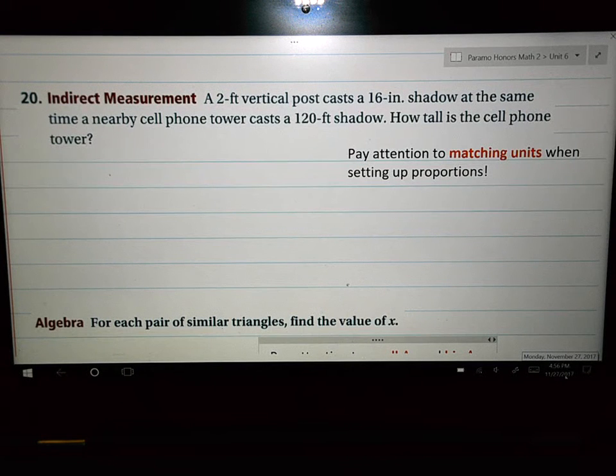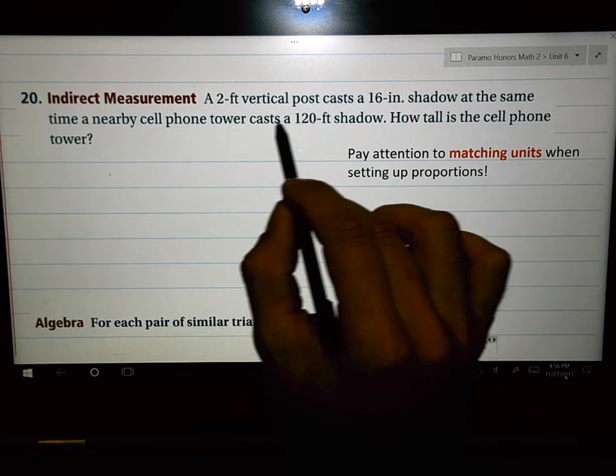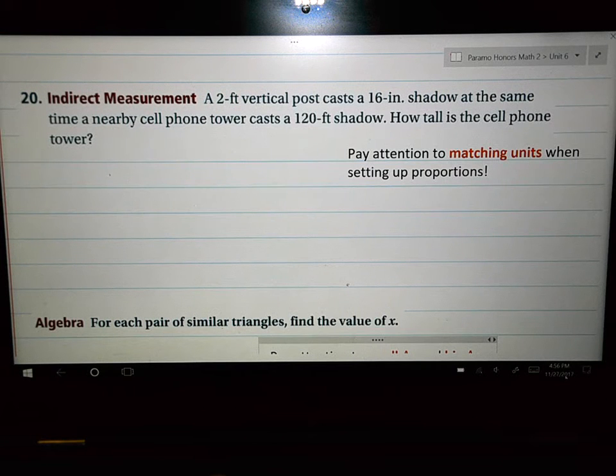Number 20. A 2-foot vertical post casts a 16-inch shadow at the same time a nearby cell phone tower casts a 120-foot shadow. How tall is the cell phone tower? Notice there's no picture. And it says indirect measurement. We're going to have to measure this indirectly.